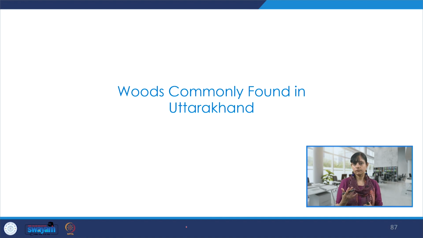Now, I've just put some woods which are commonly found in Uttarakhand. I tend to put a lot of examples and case studies from Uttarakhand because IIT Roorkee is based in Uttarakhand, and I've been focusing on this Himalayan state for 12 years now. I just like to put some examples from here.